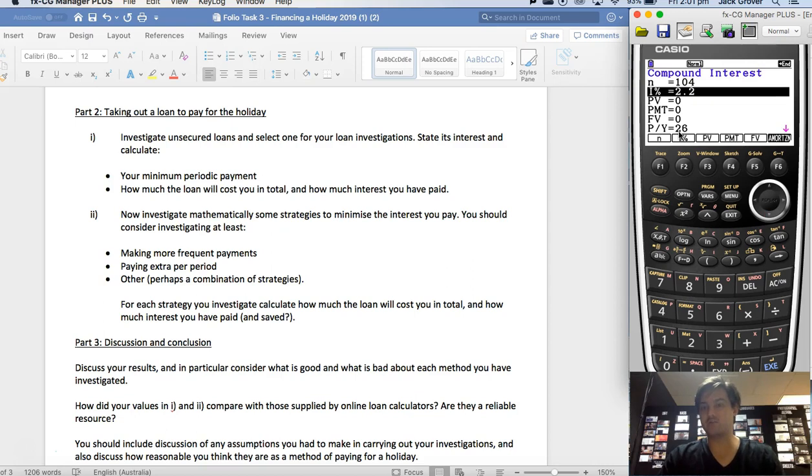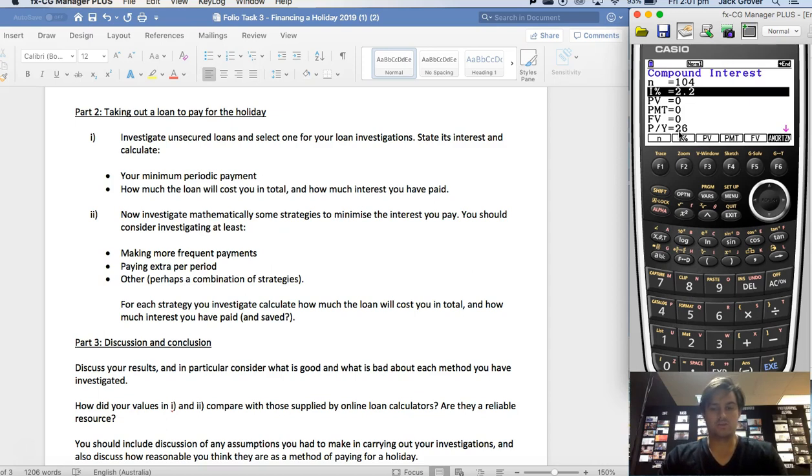All right, remember, you can do it weekly or monthly, but you need to do it the same in part 1 as you've done in part 2. So I did fortnightly in part 1, so I'm going to do fortnightly in part 2. So our interest rate needs to change because we're borrowing money. Banks will charge you a higher interest rate than they will when you're actually trying to save money. That's how they make their profit.